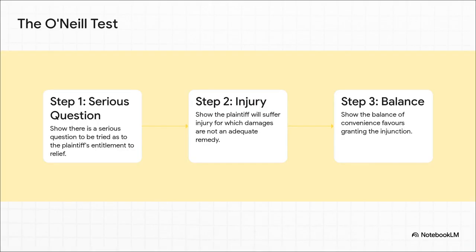Now, for your exams, you absolutely have to have the three-part test from Australian Broadcasting Corporation v. O'Neill down cold. It refines those two pillars into three clear steps you've got to jump through. 1. Establish that serious question. 2. Show your client is going to suffer an injury that just throwing money at later won't fix. And 3. Prove that the balance of convenience really does tip in your client's favor.